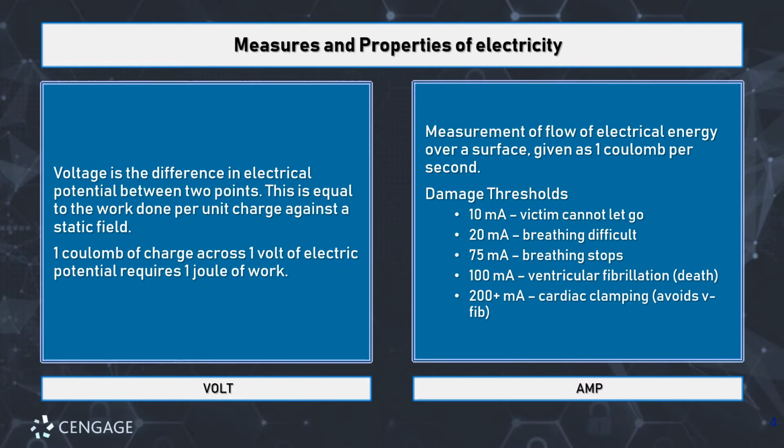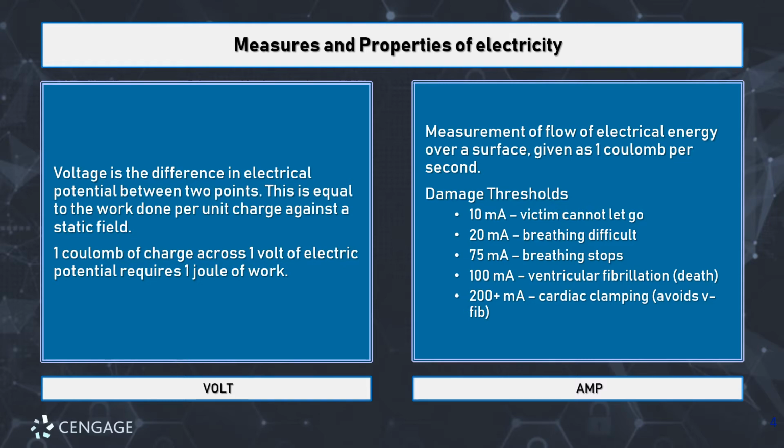The amp is a flow of electrical energy over a surface, and that's a quantitative measurement given as 1 coulomb per second. So we've got some different damage thresholds here. These damage thresholds are based on the fact that your heart and your respiratory system operate on what's called autonomic function. There are subsystems of your brain that constantly make sure that your heart beats, and that if you are not actively controlling your diaphragm through conscious movement, that you will breathe on your own.